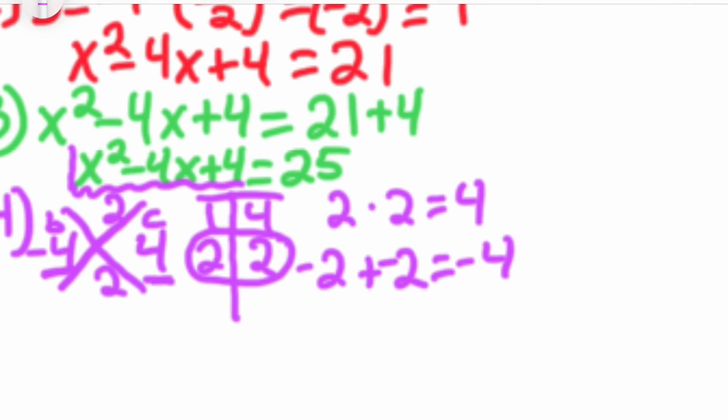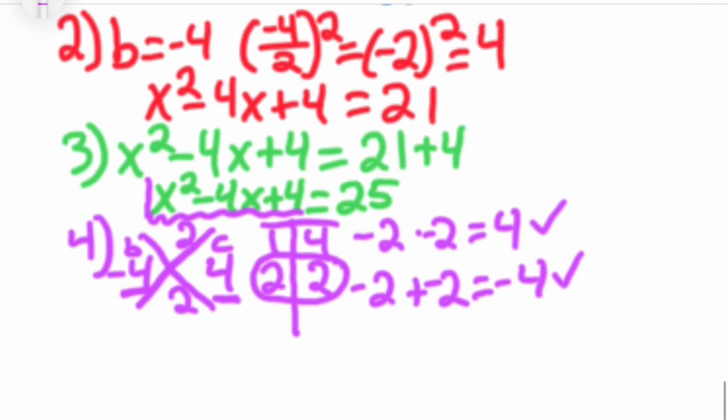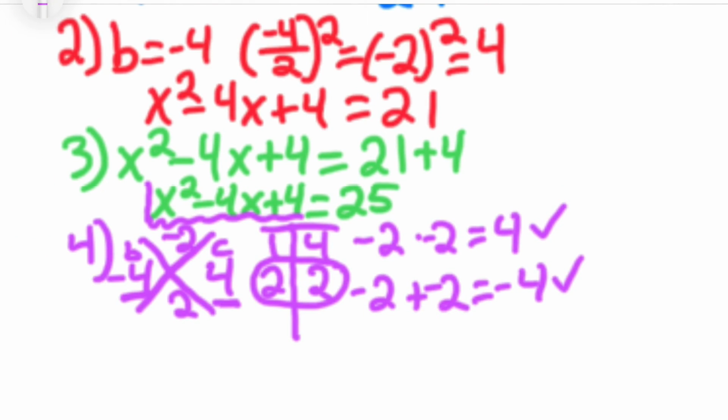The answer is yes. -2 plus -2 gives me -4. -2 times -2 gives me +4. So our magic numbers are -2 and -2. Completing the square is meant for these magic numbers to be the exact same. If it is not the exact same numbers, use a different method.